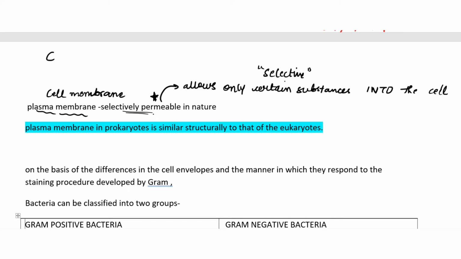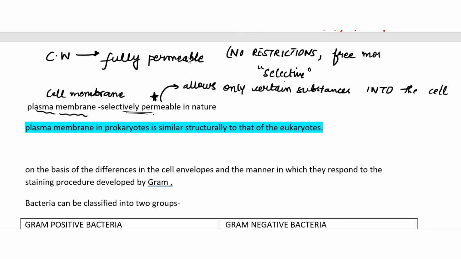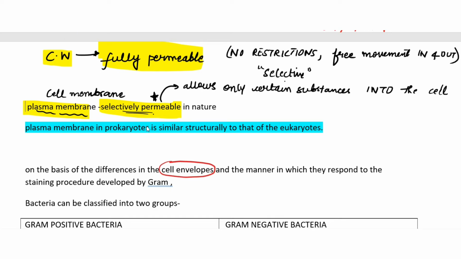Plasma membrane in prokaryotes is structurally similar to that of eukaryotes. This is a very important MCQ. From an MCQ point of view, this is an important point, that the plasma membrane of eukaryotes and prokaryotes are similar structurally.